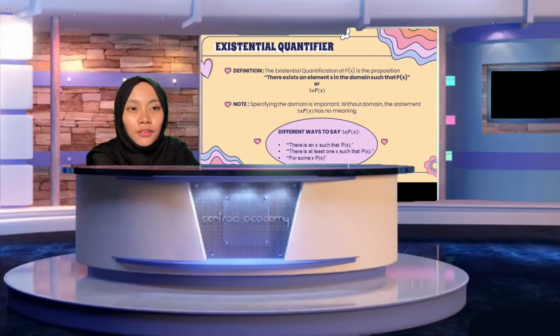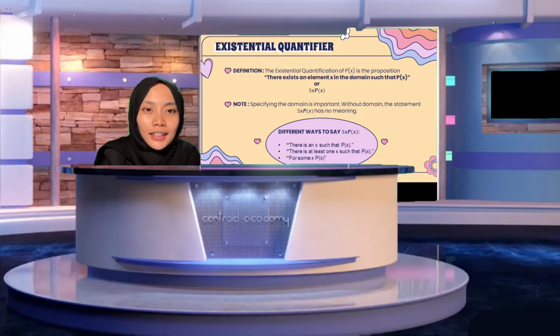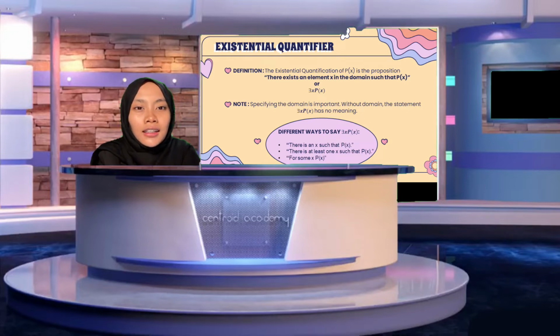The existential quantification of P(x) is the proposition there is an element x in the domain such that P(x). This means that there must be at least one element in the domain such that P(x) becomes true, or we can say there exists x P(x). Now, here is one important point for you to note. Specifying the domain is important. Without domain, the statement there exists x P(x) has no meaning. It should be well known that if you do not specify the domain, then this statement has no meaning.